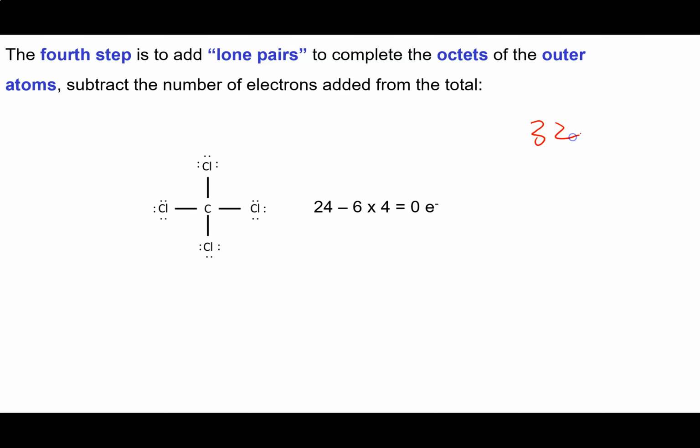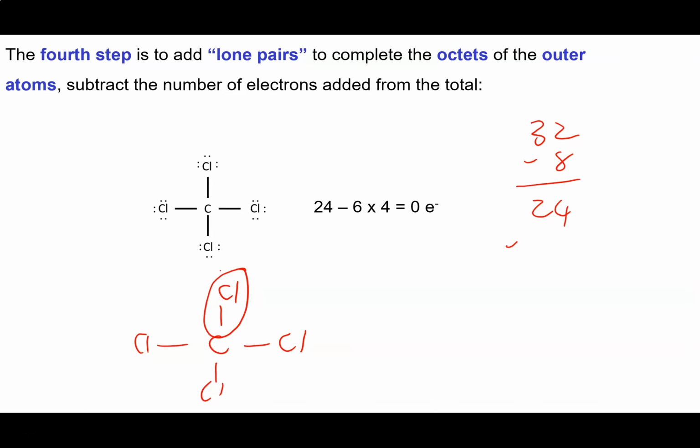So I start off with 32, and then I used 8 of them, so that's 24, and now I'm going to add lone pairs. Previously we had carbon with chlorine, chlorine, chlorine, chlorine. Every chlorine at this point only had a share of 2 electrons, so I've got to put another 6 on every chlorine to get it up to 8. I've got to do that for all 4 of the chlorines: 2, 4, 6, 2, 4, 6, 2, 4, 6, 2, 4, 6. So I need to subtract from my 24 four lots of 6, and that means I've got no electrons left.